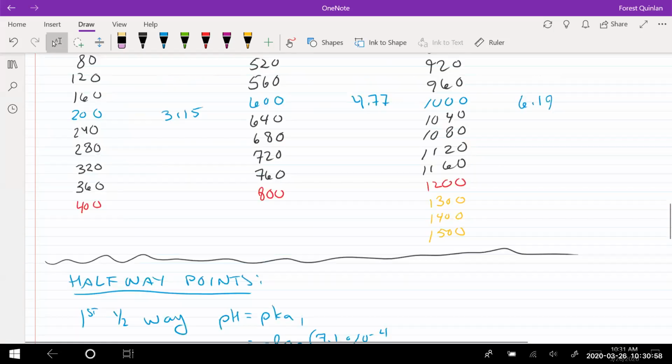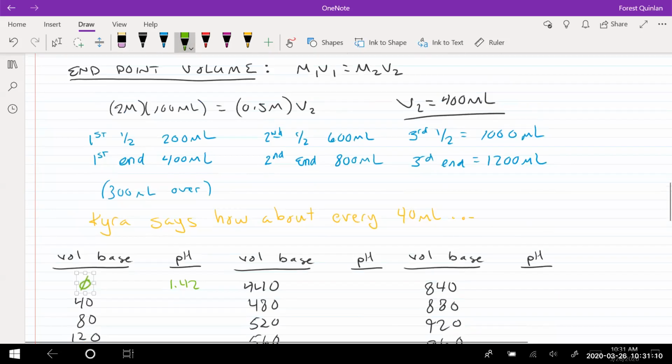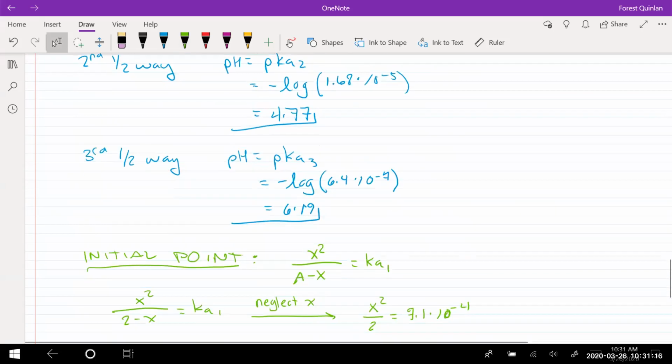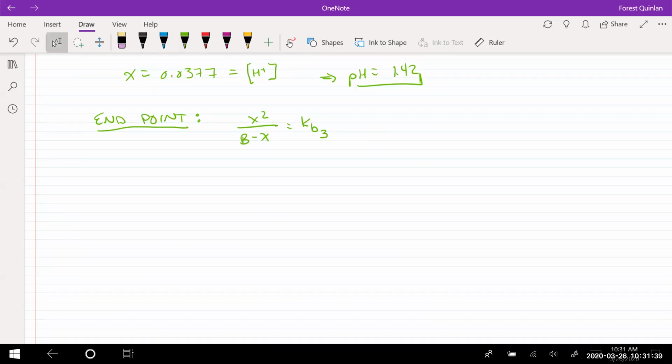Let's go ahead and plug that in. And then I'm going to double check the color I used for my endpoint. That was also green. Let's do the endpoint. And Kyra will tell me that's X squared over B minus X is equal to Kb3. Okay. Now here's where we have to do the extra little calculation.